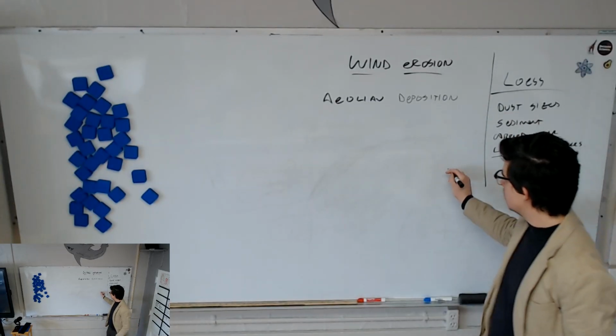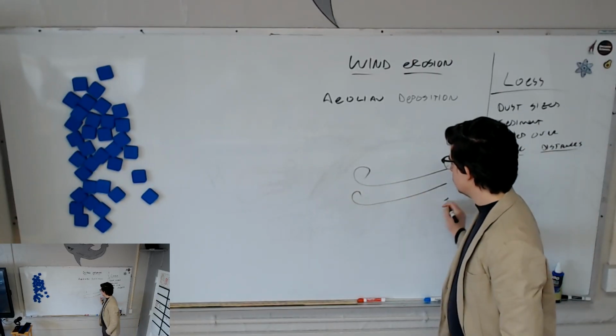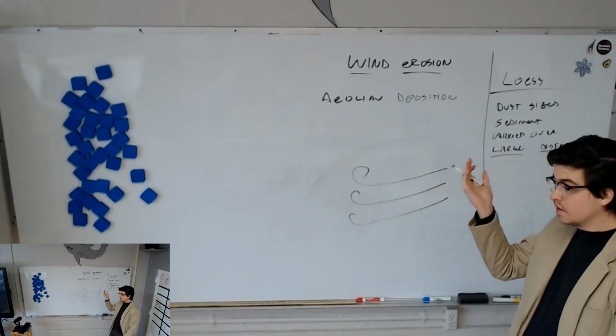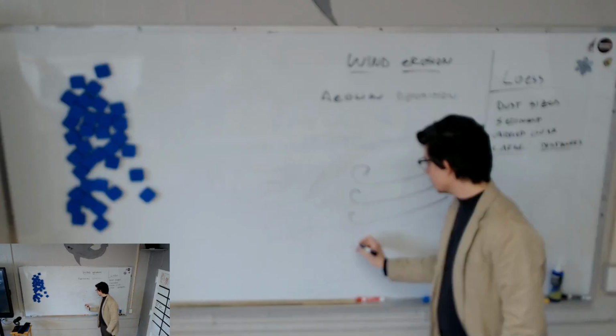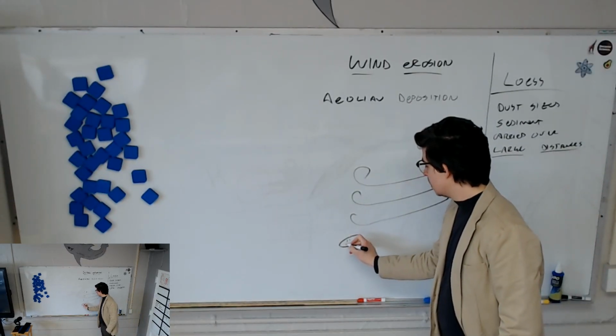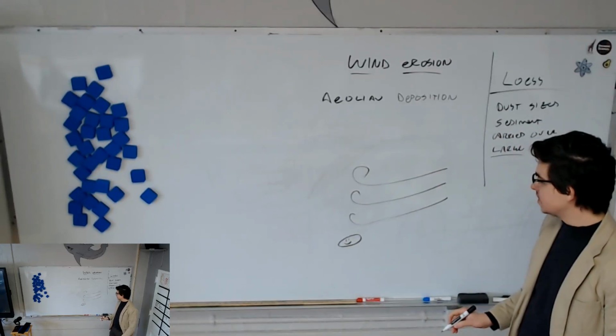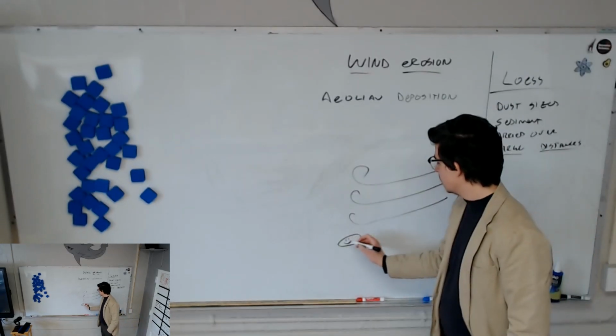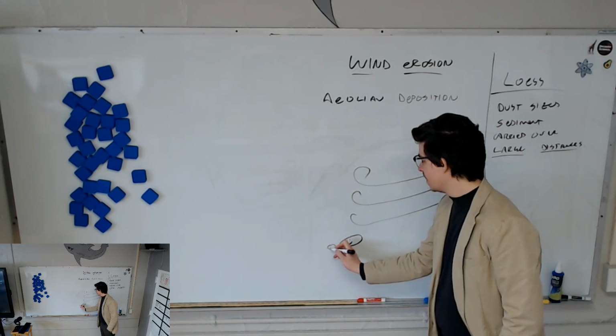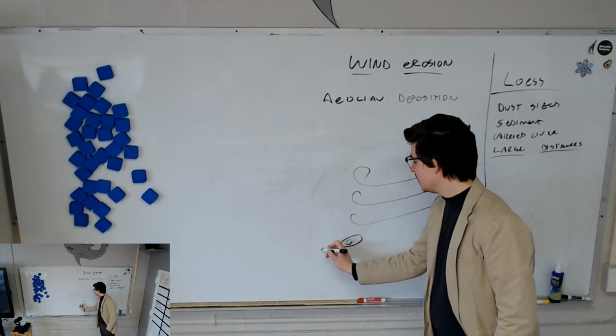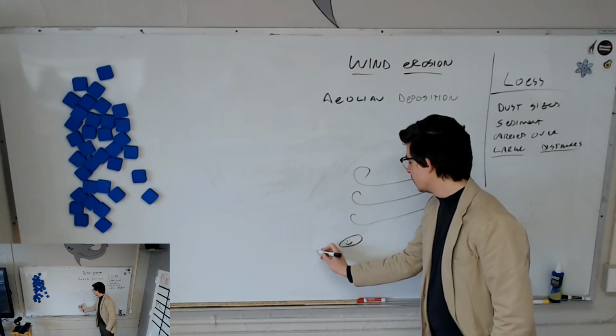Imagine there's a particular wind speed here, and just like in real life, some of the homies are bigger than others. So we'll say this is a pebble-sized homie. Here's a sand-sized homie. Here's a little baby silt-sized homie. And here's your dog, and it's just clay.